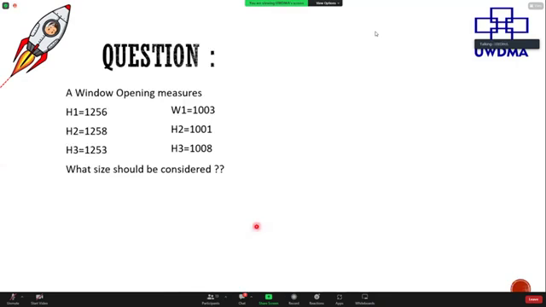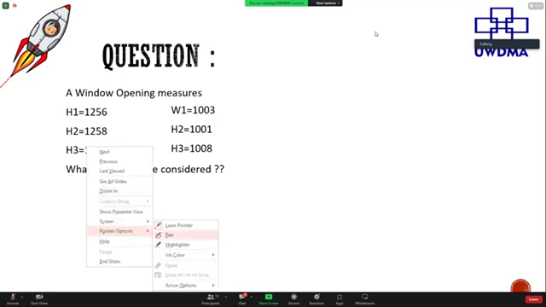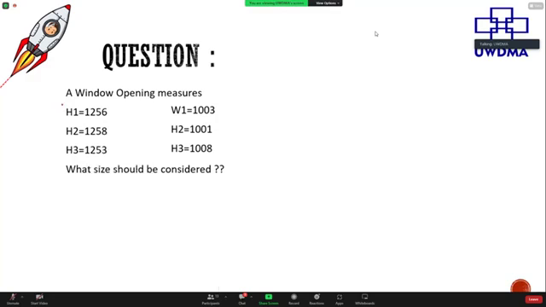So here is a question. We have a window opening here. Just a second, let me change to a pen. Okay. So it is W1, W2, and W3. And it is H1, H2, and H3. So what size will you consider of the cavity? Don't subtract anything. Only the cavity size. What will you consider?